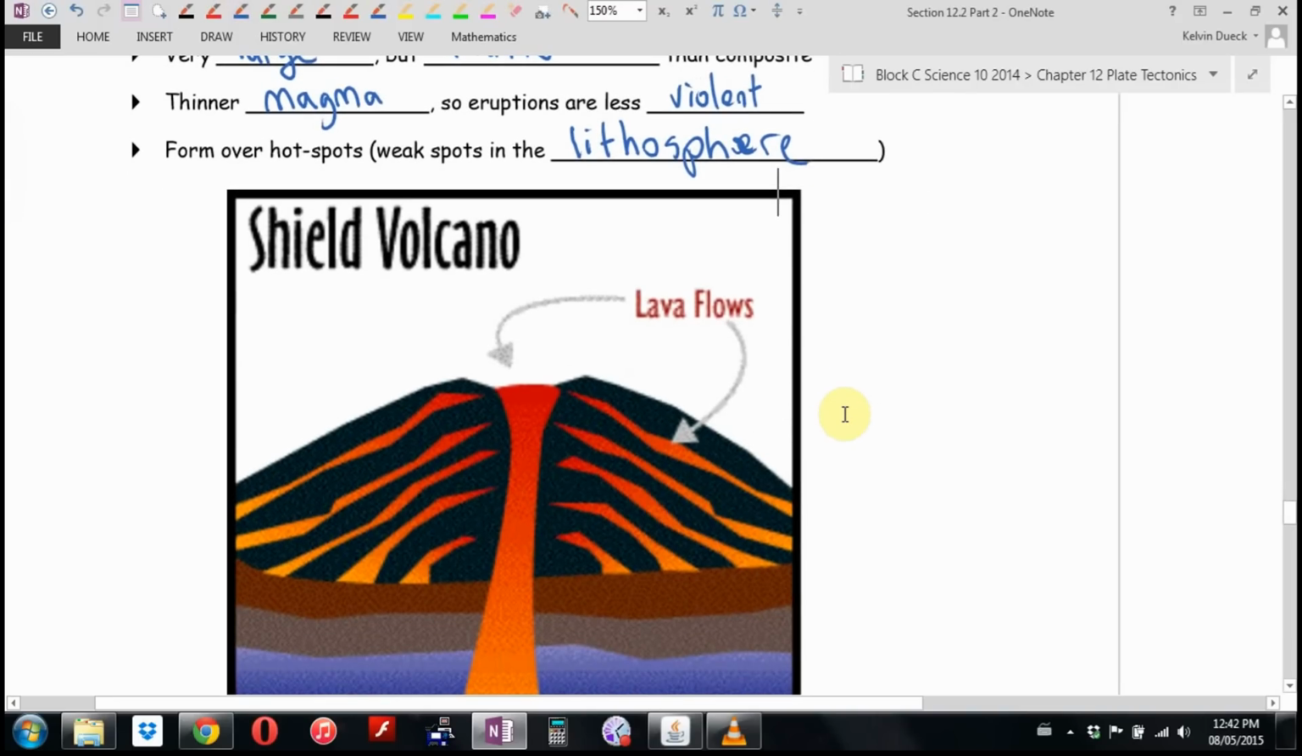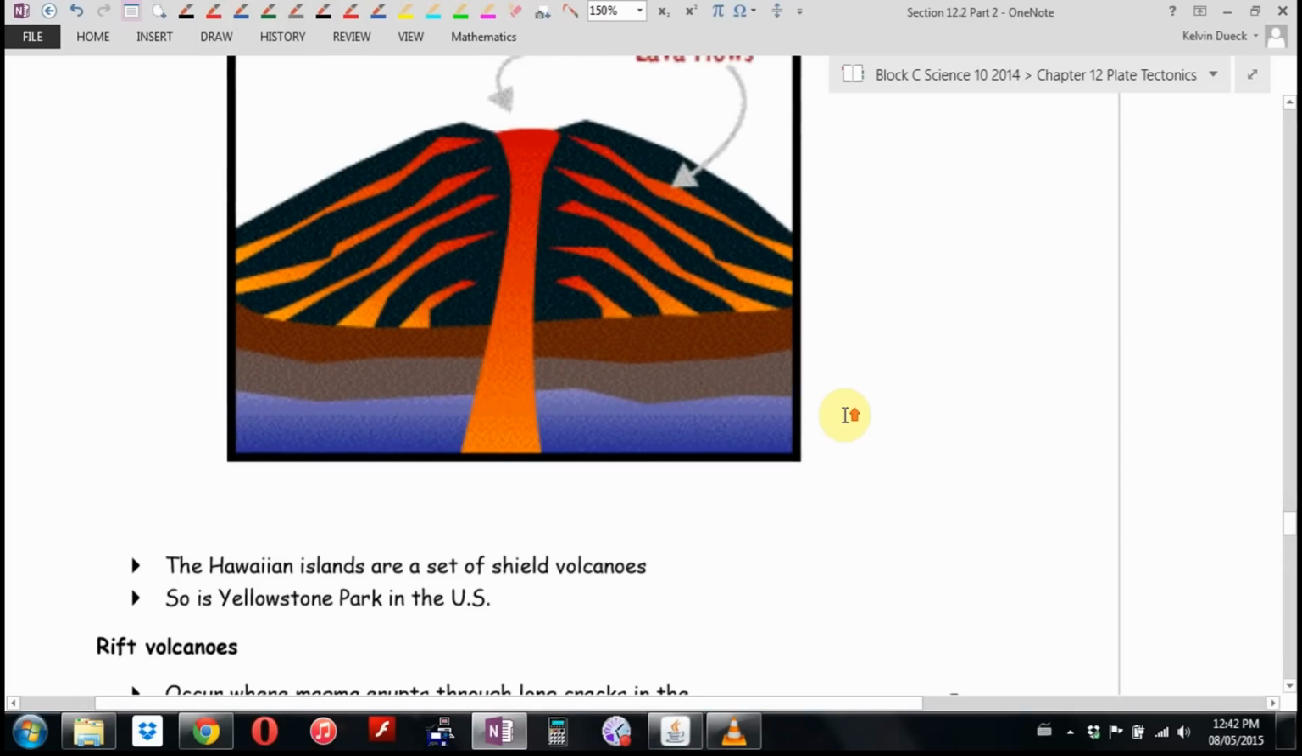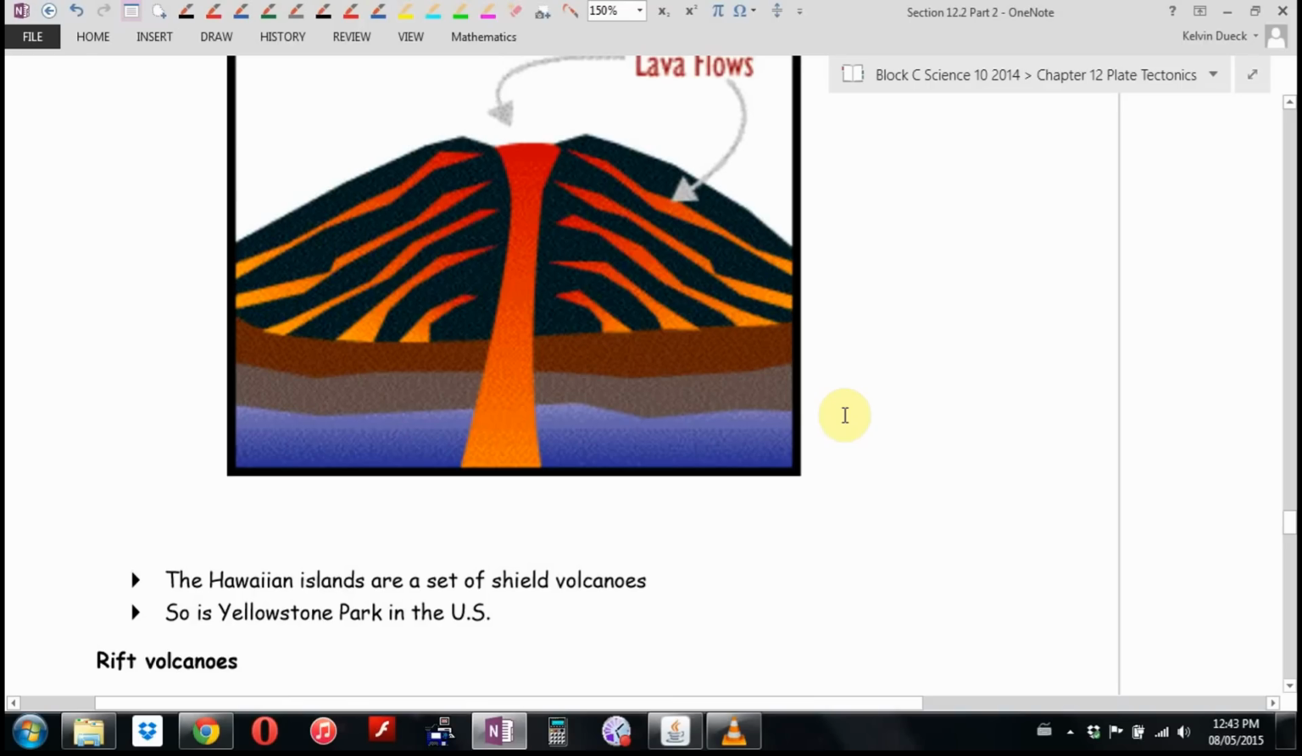So a shield volcano would be much flatter looking, not as steep, probably not as high, much wider. And it's often, instead of a violent eruption boom, it's often much more of a fairly continuous trickle. In fact, the Hawaiian Islands are shield volcanoes. And whoever was asking, you were asking about Yellowstone. Yellowstone is sitting on top of one huge shield volcano. Yep.